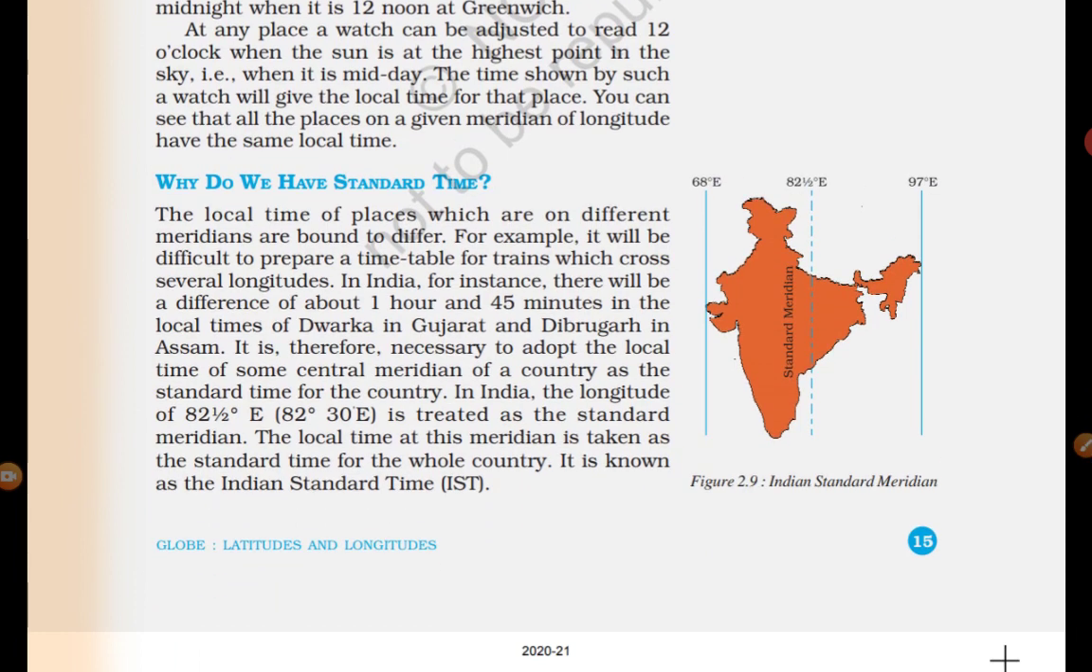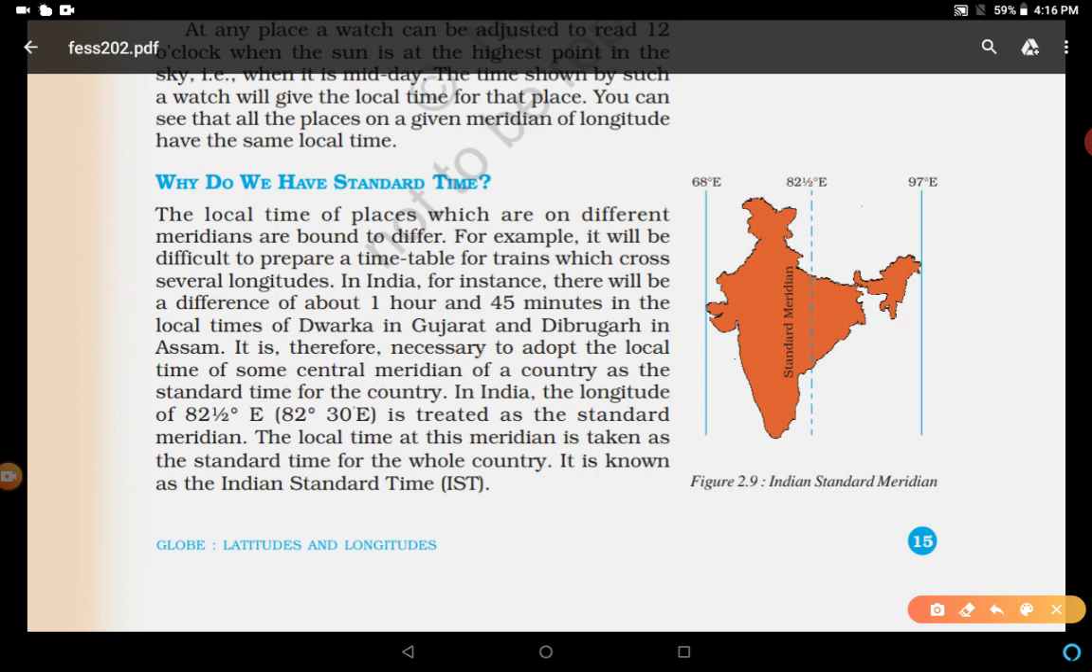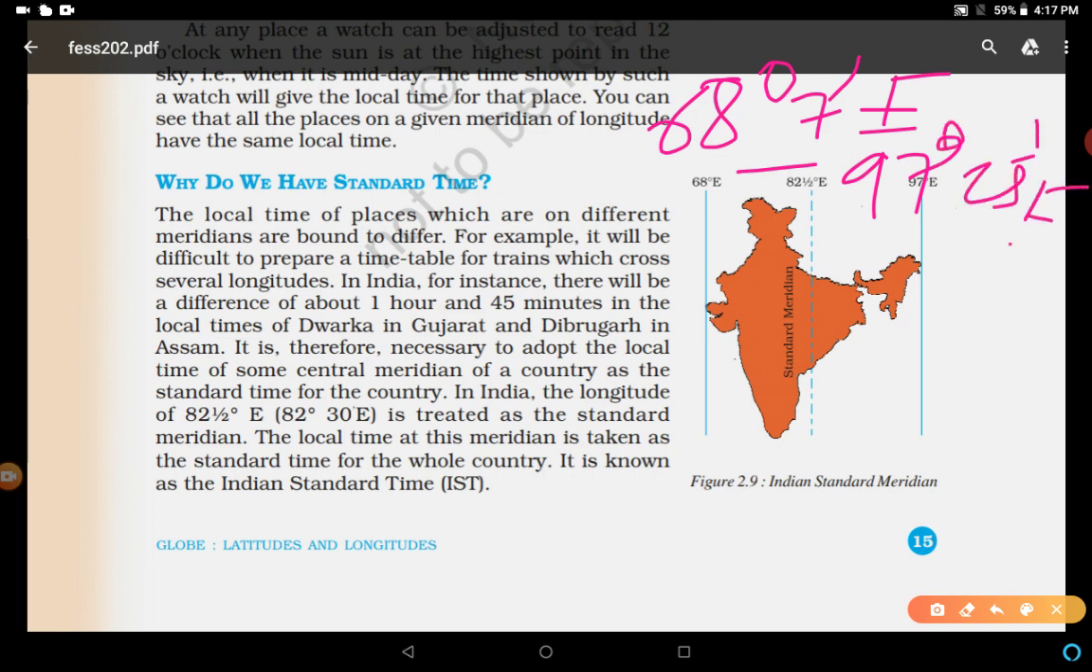Now why do we have standard time? What is standard time? Standard time means in the entire country the same line will be considered for fixing the time. For example, in India, why do we have standard time? Because India is a very big country, and all the places have different longitudes. India is located from 68 degrees 7 minutes east to 97 degrees 25 minutes east. Approximately there is a difference of 30 degrees, okay, 30 degrees.